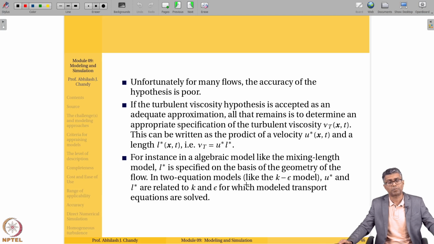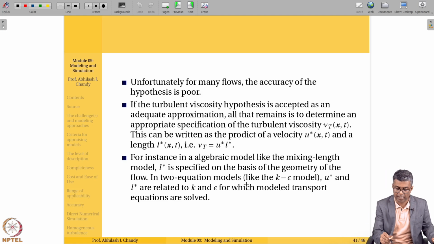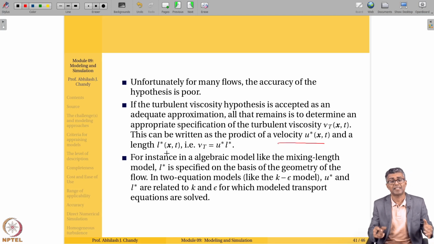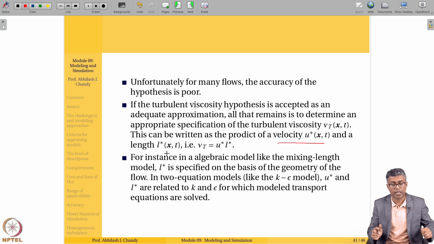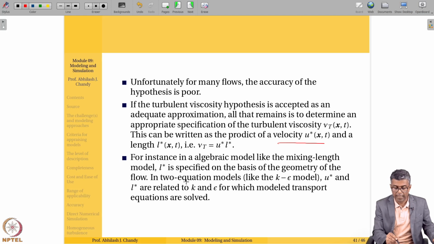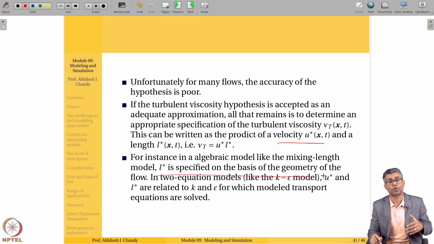So if you accept the turbulent viscosity as an adequate approximation, then all that you need is the specification of the turbulent viscosity. Dimensionally you can write that as some kind of velocity and a length, U star, L star. And this is exactly what the algebraic based mixing length model is based on. In the mixing length model, the L star is specified based on the geometry of the flow, basically a fraction of the characteristic length scale.